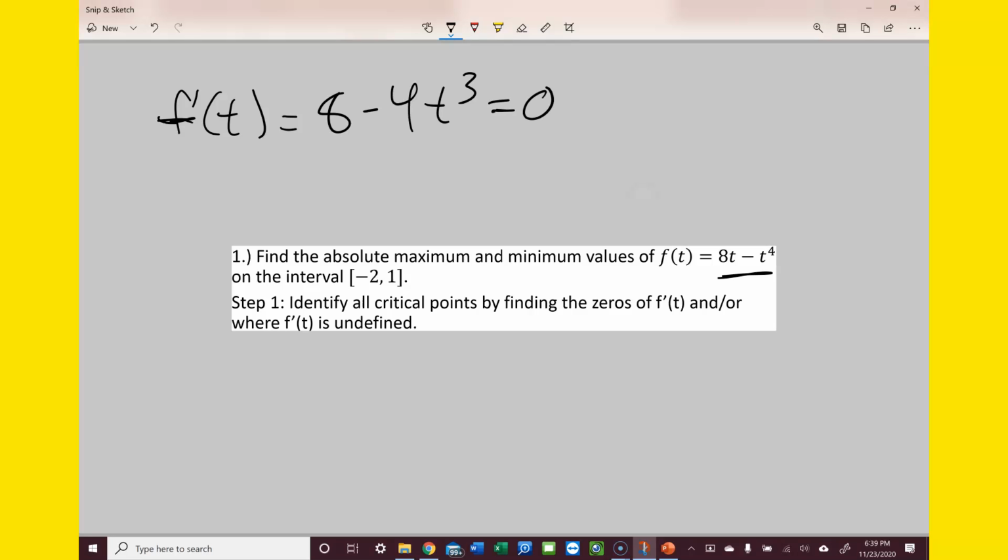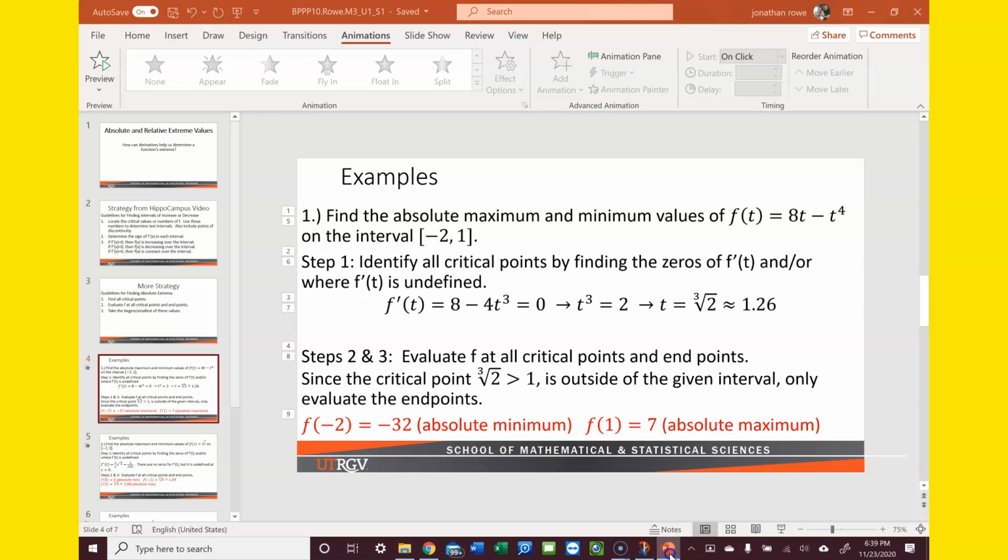So move the 8 over, divide by -4, we get t cubed would equal +2. Move over the 8, you get -8, divide by -4, you get 2. Take the cube root of both sides, and t will equal the cube root of 2, or we could estimate that to be, I think I've already got it down here, so I don't have to go to my calculator, 1.26.